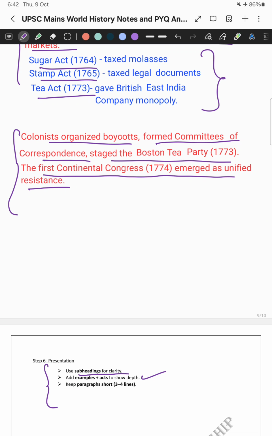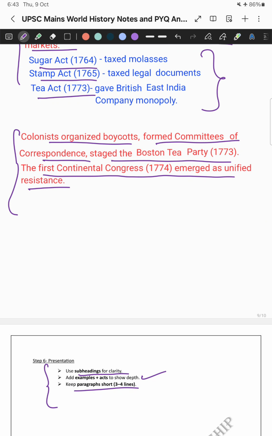And the third one is keep paragraphs short. That means your paragraph should not be a lengthy one. It should be short and crisp. Because the short paragraphs are easier to read and more impactful for the examiner. So I hope you understood all these 6 steps that you need to follow in each and every answer.